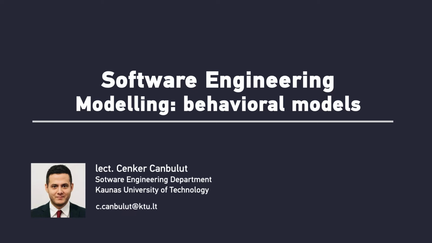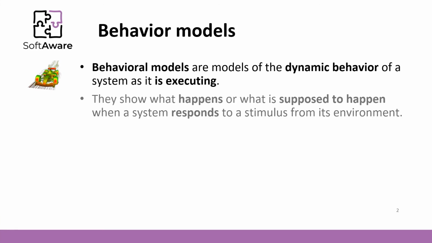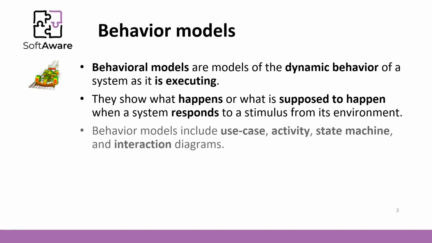Hello everyone. In this lecture, we will look at behavioral models. Behavioral models are models of the dynamic behavior of a system as it is executing. They show what happens or what is supposed to happen when a system responds to a stimulus from its environment. Behavior models include use case, activity, state machine, and interaction diagrams.